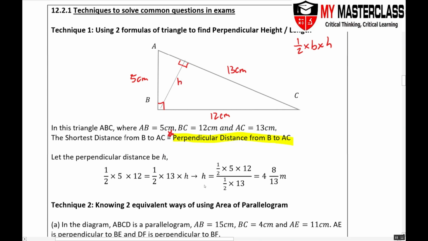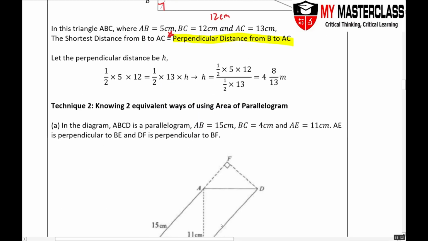So this is the first technique where you look at your triangle and use two different formulas. Not two different formulas, sorry, I correct myself: two different ways of looking at your formula of area of triangle. So maybe you can just add the notes here, formula of area of triangle. So this is your first technique.